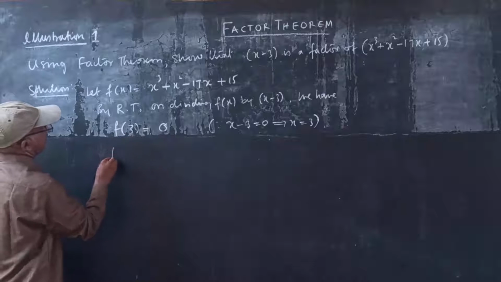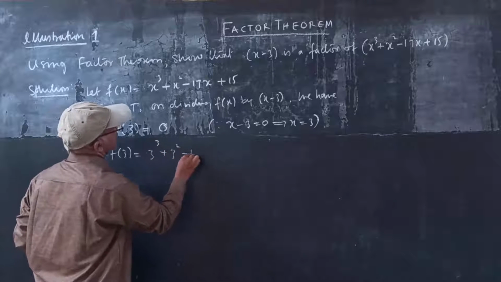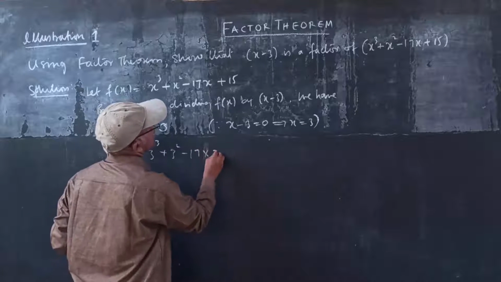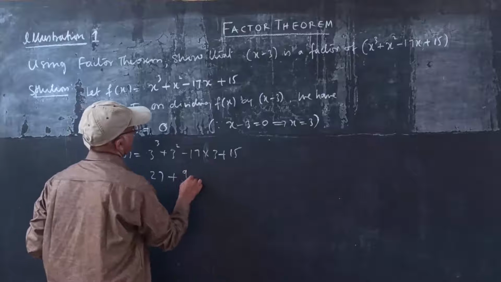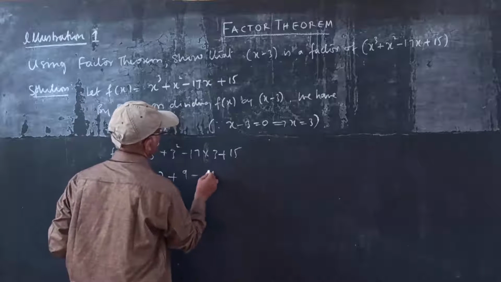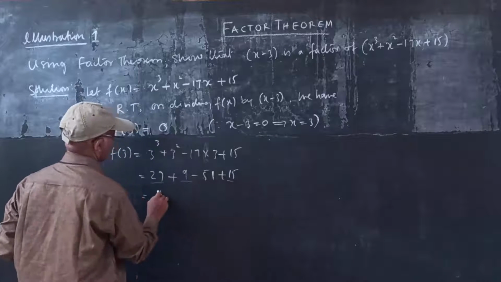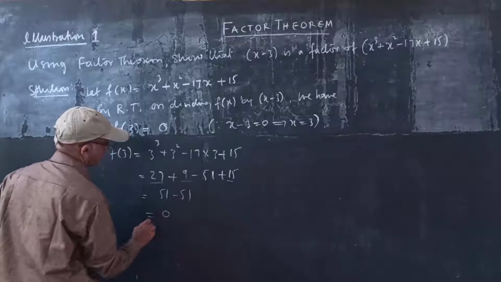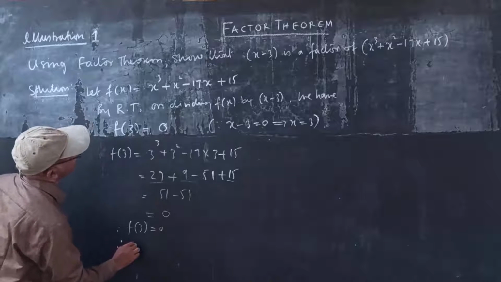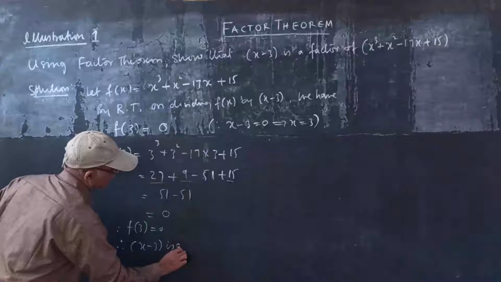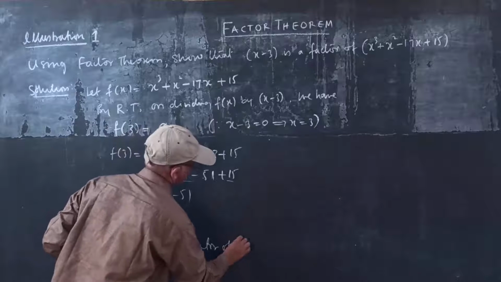So now we shall calculate f of 3. f of 3 is equal to 3 cube plus 3 square minus 17 into 3 plus 15. 27 plus 9 minus 51 plus 15. So if you add all this, you get 51 minus 51, this is 0. So therefore, we got the remainder as 0. Therefore, x minus 3 is a factor of f(x).